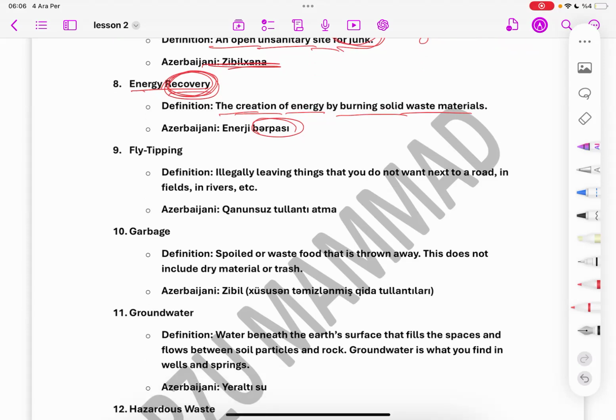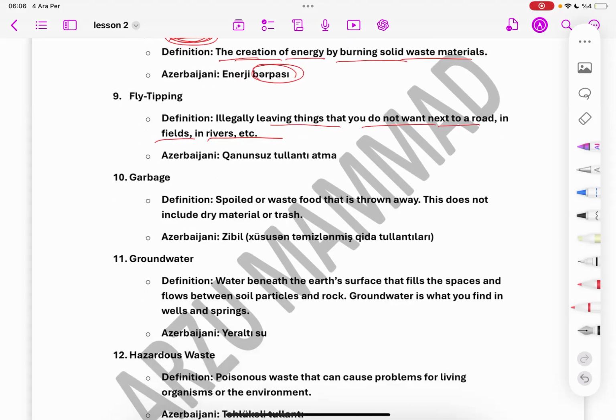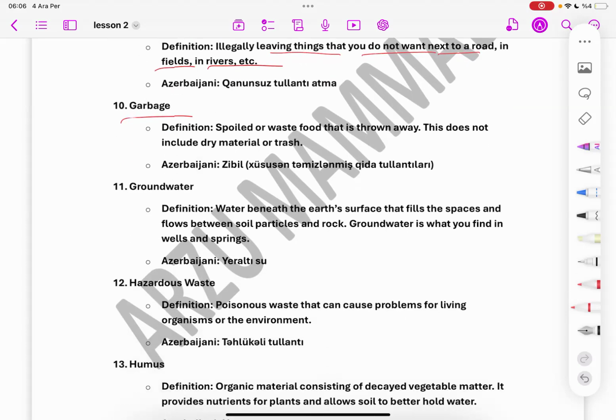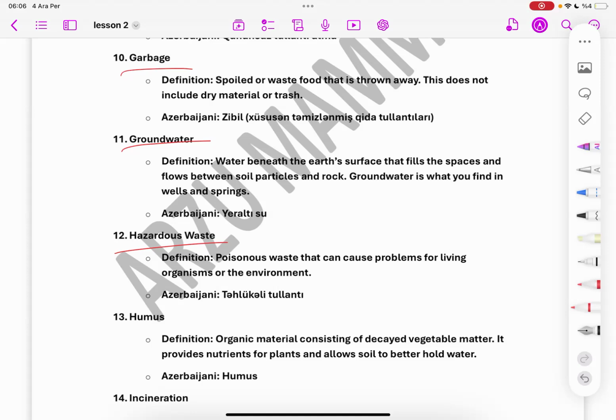Fly tipping. Again, illegal dumping of things that you do not want next to a road, in fields, in rivers. It is the kind of dumping rubbish, garbage. This one we have already covered. Groundwater, we have covered this one. It is the same in our languages as well.